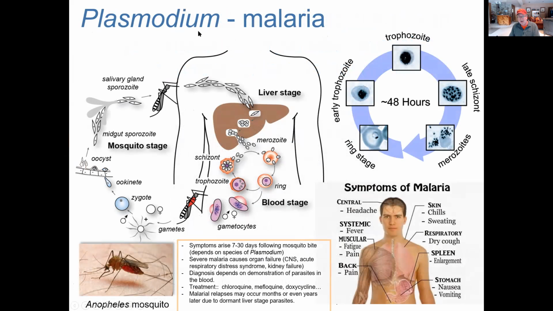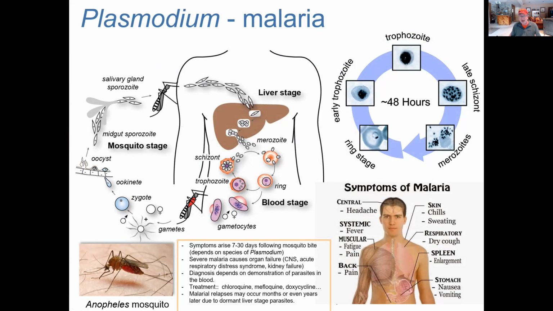All the rest of the letters are lowercase. And if you write out the species, all those letters are lowercase. Both terms either italicized or underlined so that we know this is a Latin term, set of terms. Okay, malaria, you've all heard of it. It's a tropical disease. It has a complex life cycle.